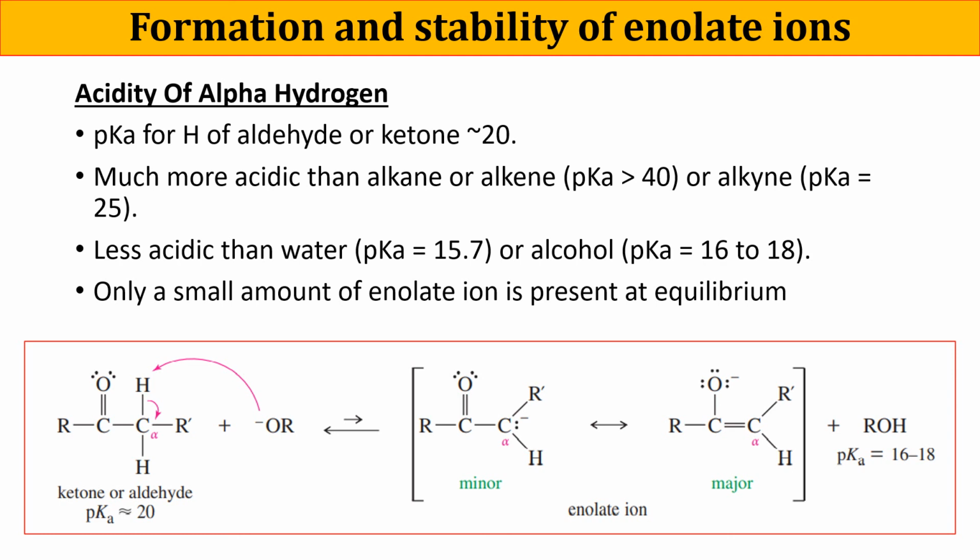Still, a ketone or aldehyde is less acidic than water, whose pKa value is 15.7, or alcohol with a pKa value of 16 to 18. When a simple ketone or aldehyde is treated with hydroxide ion or an alkoxide ion, the equilibrium mixture contains only a small fraction of the deprotonated enolate form. Even though the equilibrium concentration of enolate ion may be small, it serves as a useful reactive nucleophile.